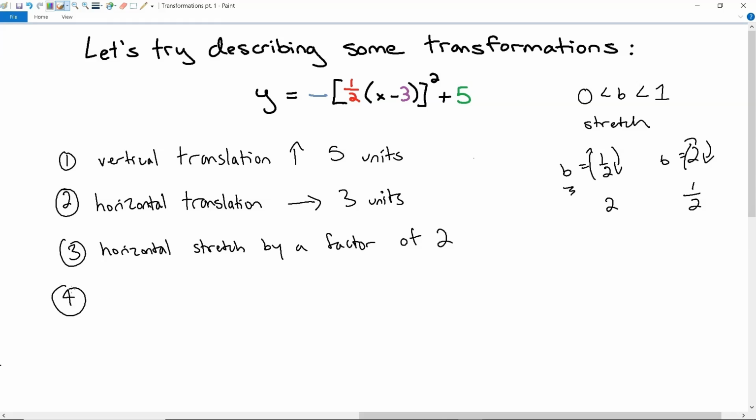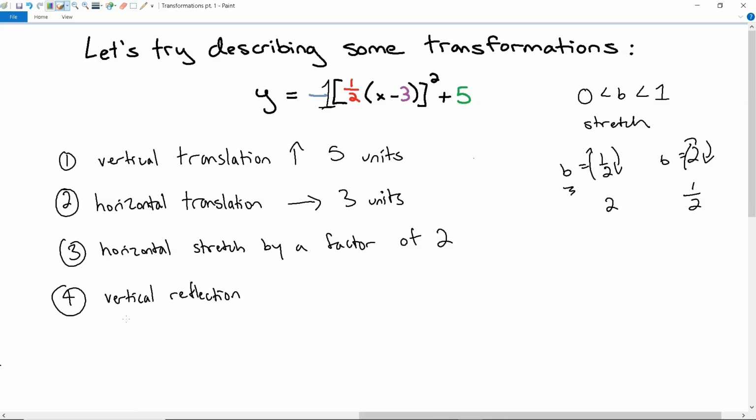Finally, we have our A value. Even though we only have a negative sign here, we could kind of think of it being as a -1. So we don't have a stretch or a compression because our A value is 1. However, we do have a vertical reflection.